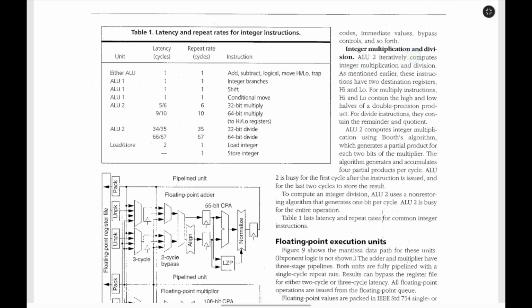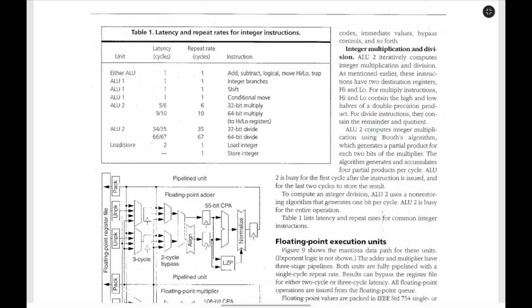Integer multiplication and division. ALU2 iteratively computes integer multiplication and division. As mentioned earlier, these instructions have 2 destination registers, high and low, for multiply instructions. High and low contain the high and low halves of a double precision product. For divide instructions, they contain the remainder and quotient.